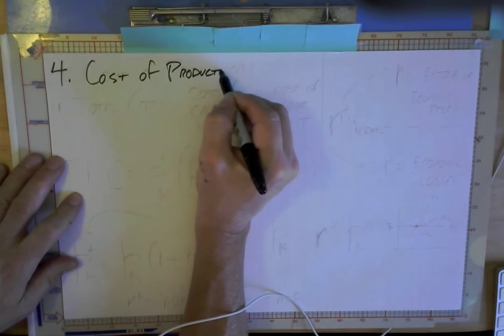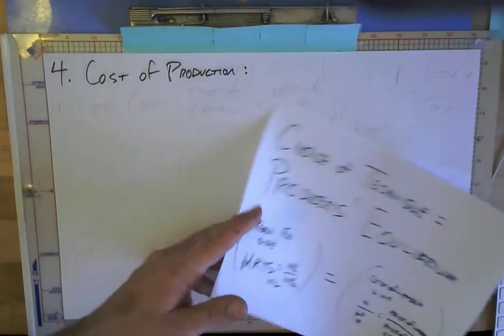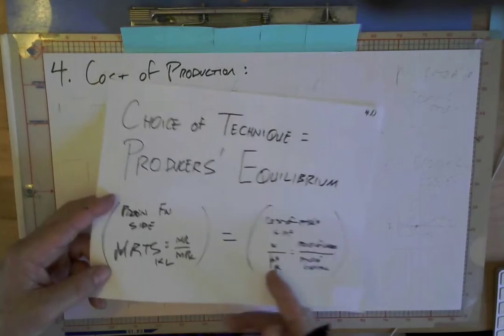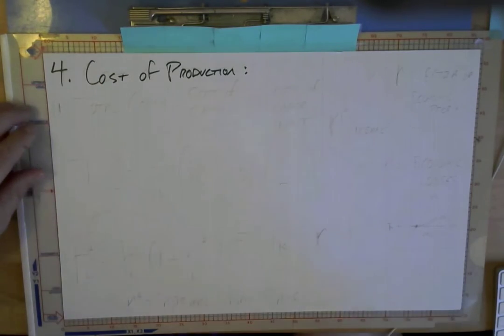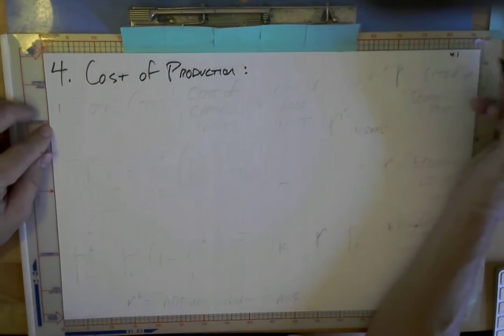And then the cost of production, we're going to be looking at the cost of production side of the producer equilibrium, right? I'll call this one here 4.1, page 4.1.